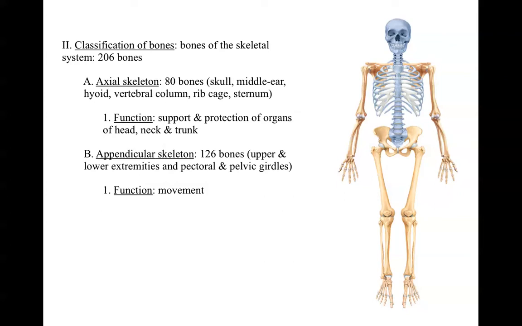How do we classify bones? Bones are classified based on a couple things. First is, where are they? So the axial skeleton is shown in blue here. For this next exam, you will be learning markings on bones of the axial skeleton. They protect your internal organs.